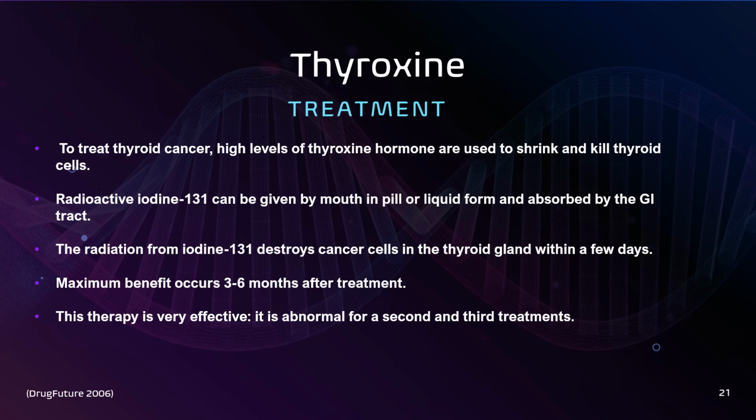To treat thyroid cancer, high levels of thyroxine hormone are used to shrink and kill thyroid cells. Radioactive iodine 131 can be given by mouth in pill or liquid form and is absorbed by the GI tract. The radiation from iodine 131 destroys cancer cells in the thyroid gland within a few days. Maximum benefit occurs 3 to 6 months after treatment. This therapy is very effective. It is not abnormal to need second and third treatments.